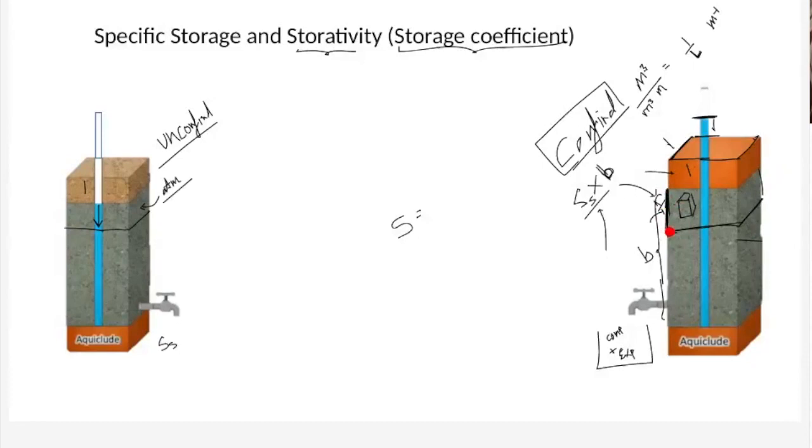But if you have to talk about the whole aquifer, then you have to go till the whole depth of the aquifer. That means your total storage of an aquifer, which is storage coefficient, will be equal to specific storage into B. So remember, storage coefficient is equal to specific storage into depth of the aquifer.